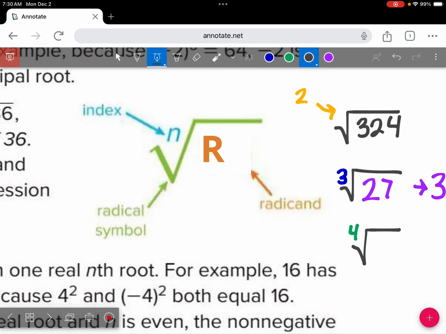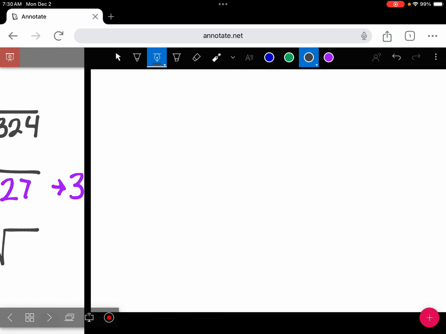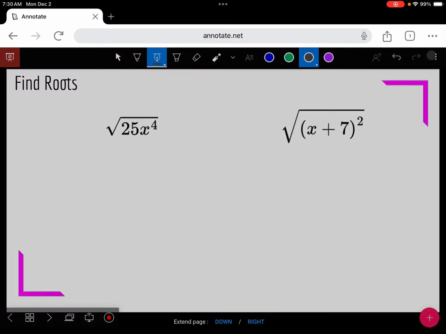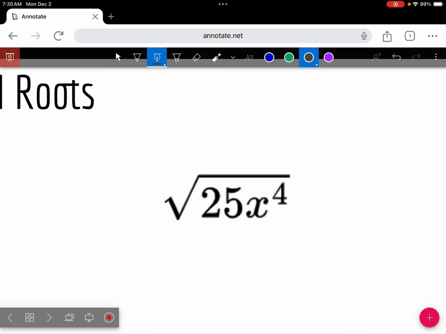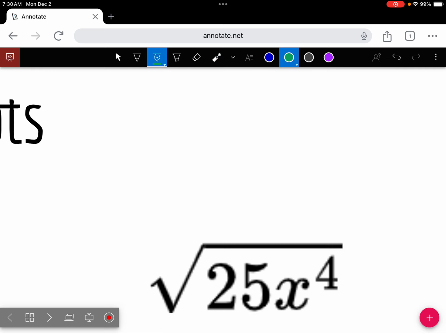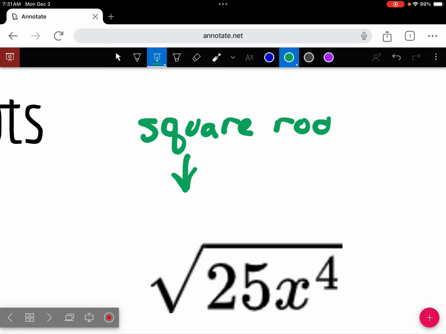But I need more time on a picture. Here's our first 2. All right, so this is what I mean by saying there's nothing in the little hook. If there is nothing written in the hook, what number is it? 2. This is a square root. We're looking for pairs of things.